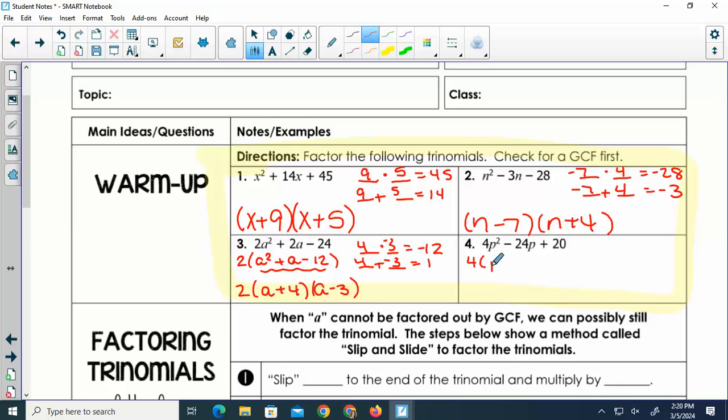Number 4, what can we factor out? 4. That leaves us with p squared minus 6p plus 5. So we're looking for two things that multiply to positive 5, add to negative 6. So multiply to a positive, they have to have the same sign. Add to a negative, so they're both negative. Negative 5, negative 1. So we have a 4, p minus 5, p minus 1.